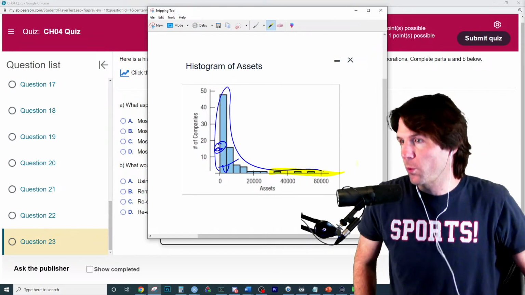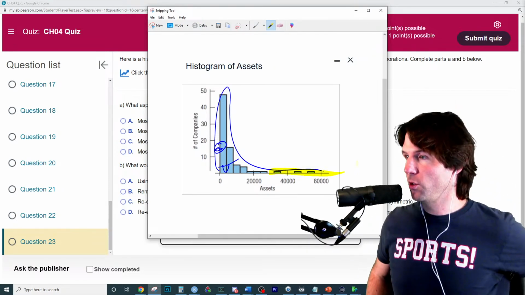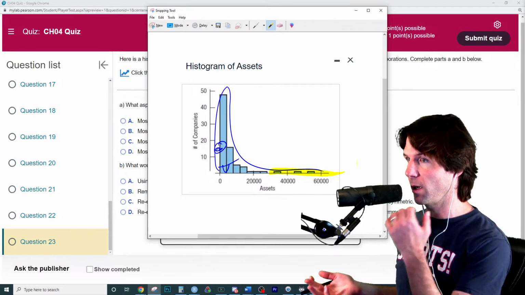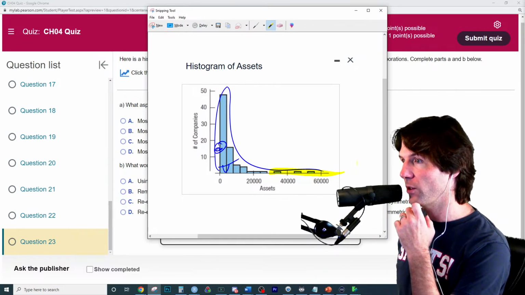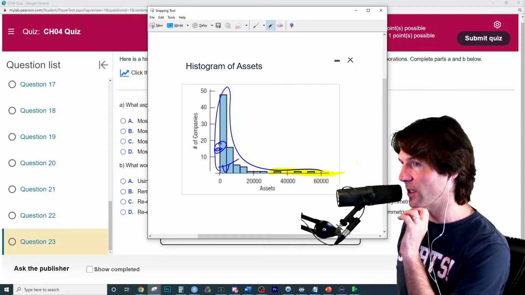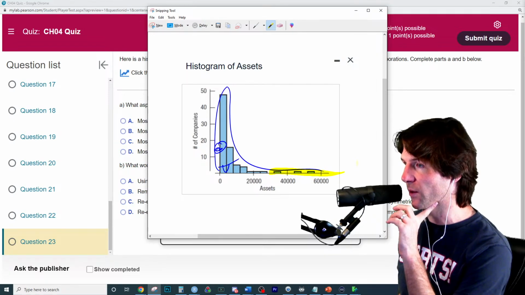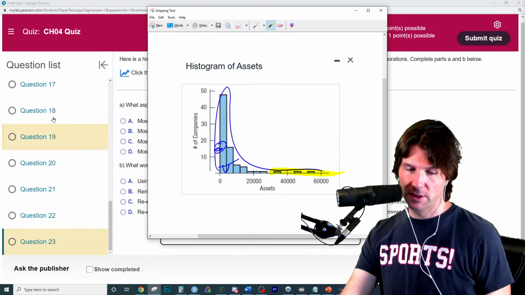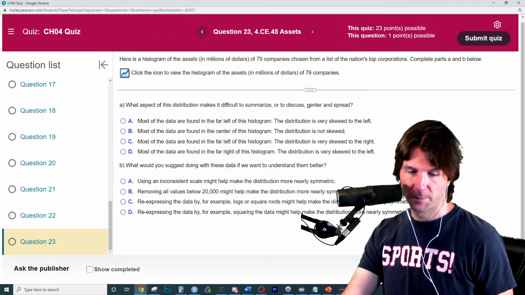It is skewed to the right. It's unimodal. It's got one big hump right there. Right skewed: right to the high, left to the low, whatever way the monster man's tail goes. It's got some high outliers there on the far side. So let's see what it's going to say right here for us.